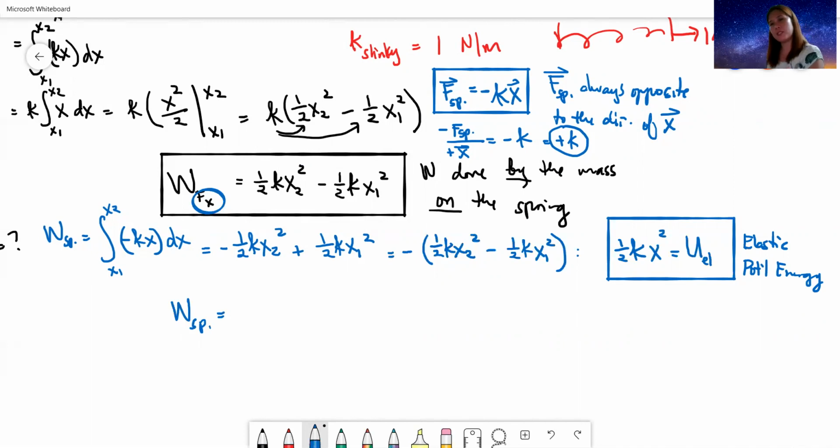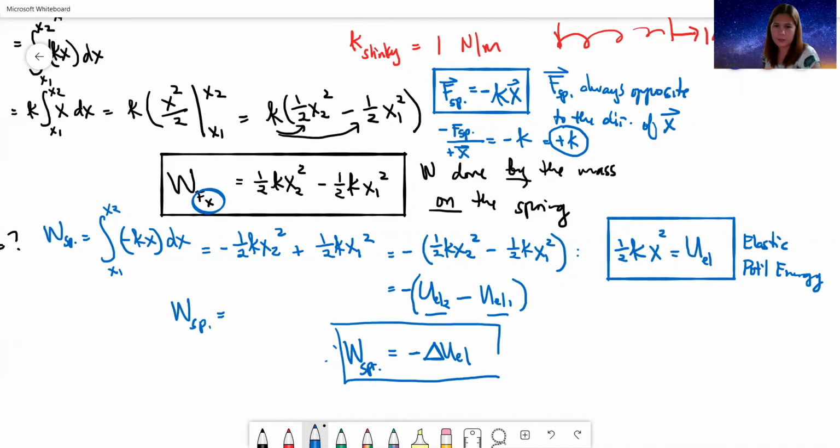So if this is potential energy, then this must be final. So this is negative. And then 1/2 kx² becomes U elastic final minus this one, which is elastic potential energy initial. So final minus initial, pwede nating sabihin as delta U elastic, pero may negative dito. And this is now the work done by the spring. Okay?